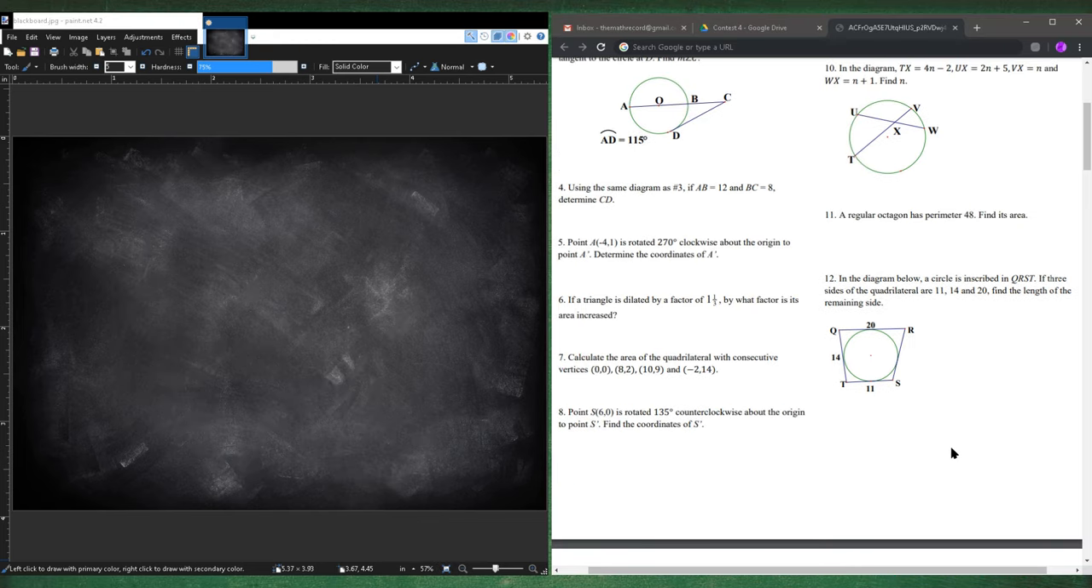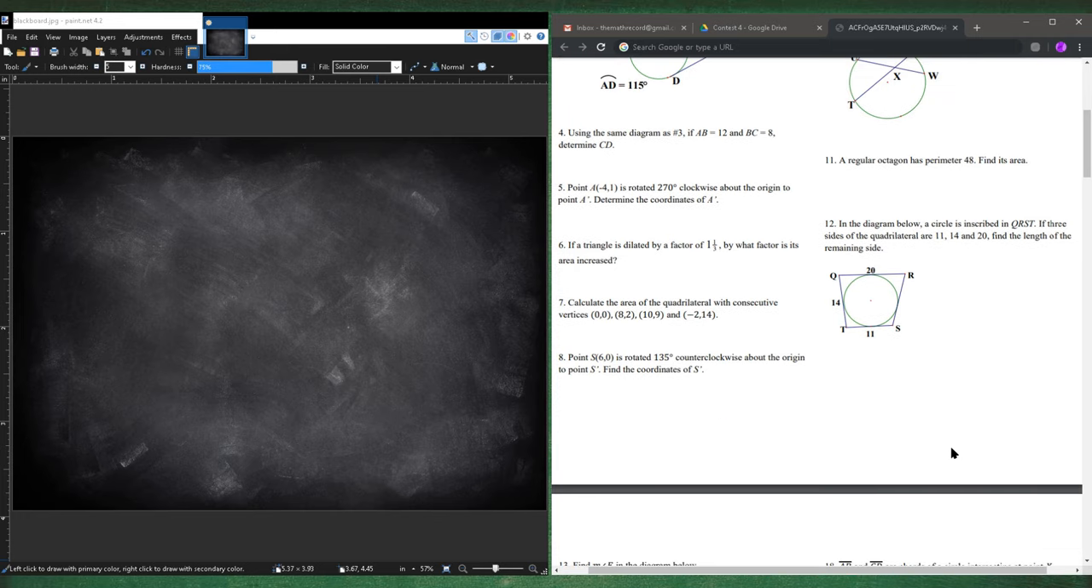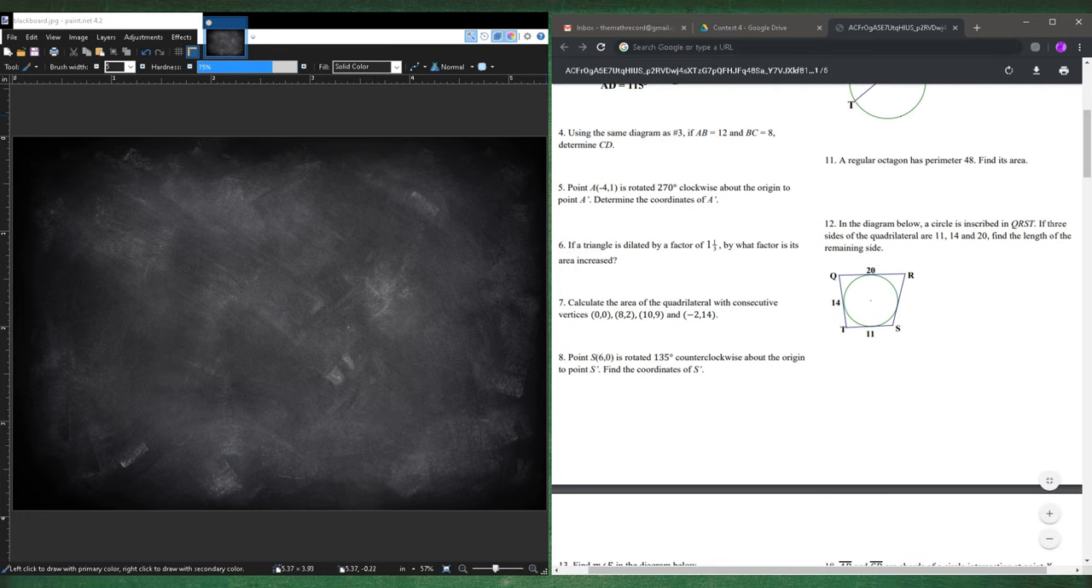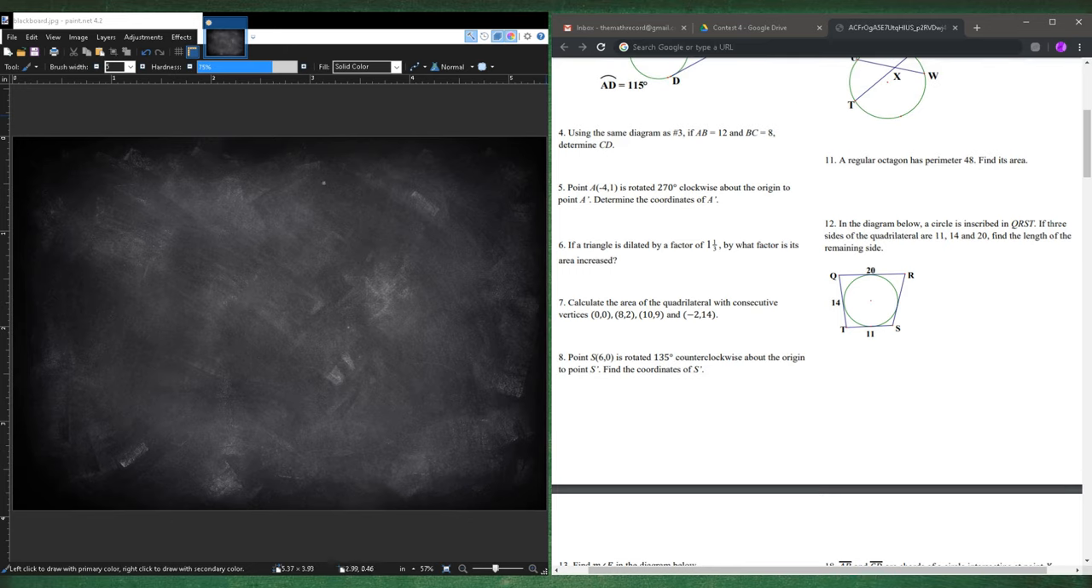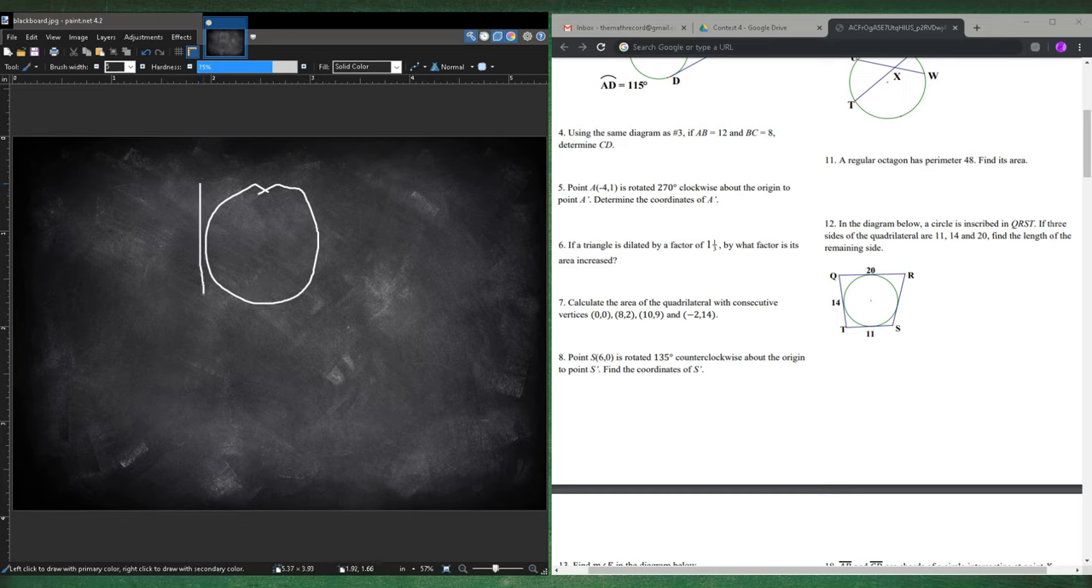Number 12. In the diagram below, a circle is inscribed in QRST. If 3 of the sides are 11, 14, and 20, shown right here, find the length of the remaining side. Let's draw this out. This one just takes a little bit of logic. It's not really that difficult. So I'll show you why. Let's say this is 11, this is 14, and this is 20. So we need to find this length, RS.